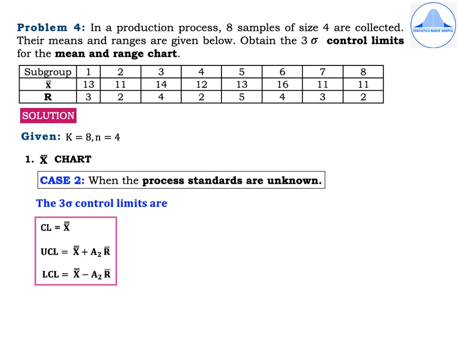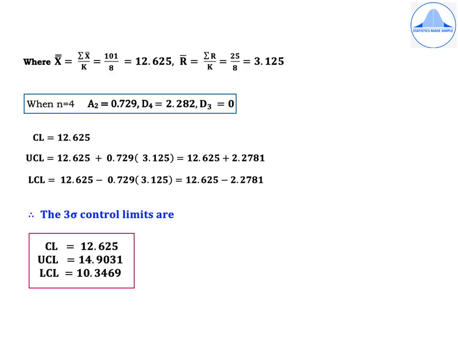The case will be when the process standards are unknown and the 3 sigma control limits are CL equal to x double bar, UCL is x double bar plus A2 R bar, LCL is x double bar minus A2 R bar. X double bar formula is summation x bar by k, which will be equal to 101 divided by 8, which is 12.625, and R bar is summation R by k, which is 25 by 8, which is 3.125.